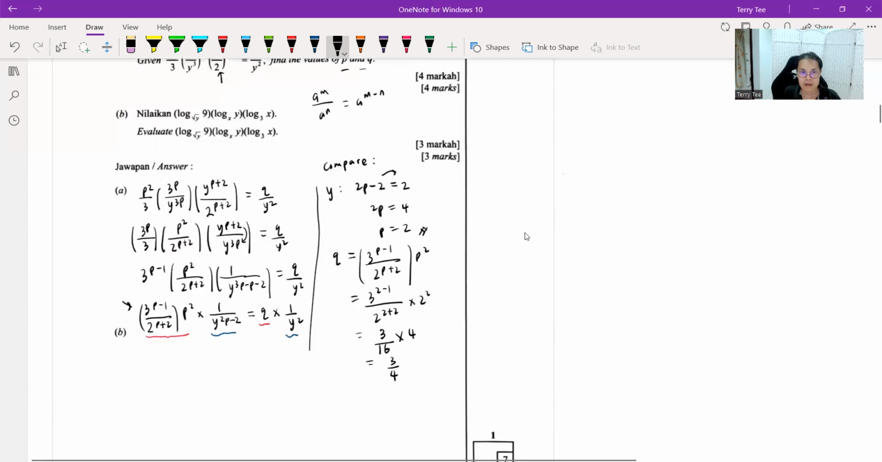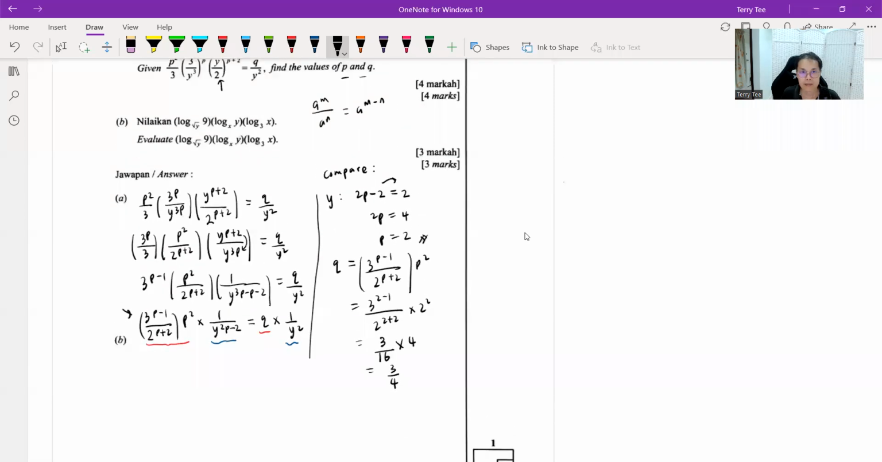But it looks like I don't have enough space for part B. Okay, so maybe I do part B on the right-hand side here. Part B, we're supposed to evaluate logarithms. So let me do it on the right-hand side here.